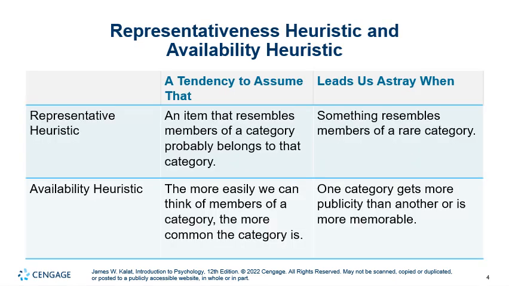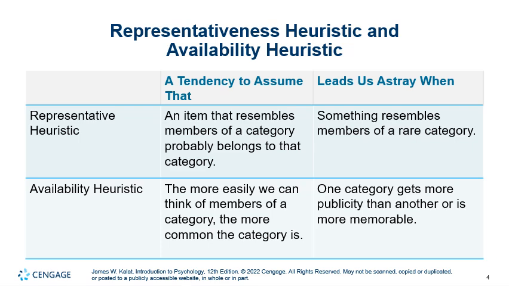So now we're going to take a look at comparing the two, representativeness heuristic and availability heuristic. With the representativeness heuristic, we're taking a particular item or situation that resembles a particular category, so it probably belongs within that category. Whereas with the availability heuristic, we more easily think about members of a particular category because it's a more common category to think about in the first place.